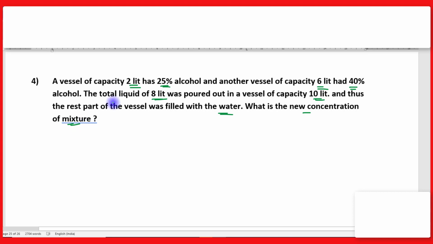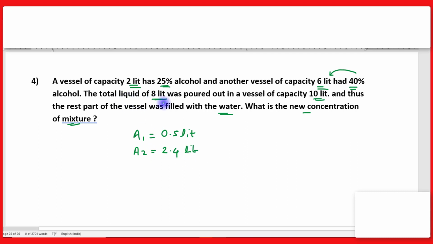Now let us see the question again. A vessel of capacity 2 liter has 25% alcohol. It means the alcohol in the first vessel is 25% of 2, which is 0.5 liter of alcohol in the first container. And the second container, whose capacity is 6 liter, has 40% alcohol, meaning 40% of 6 liter is alcohol. So the alcohol in the second container will be 2.4 liter.